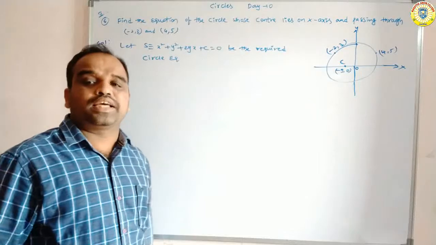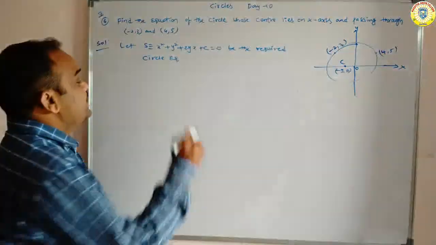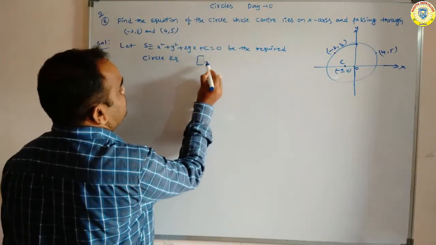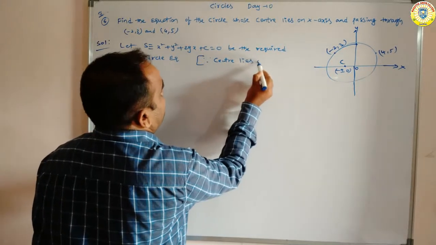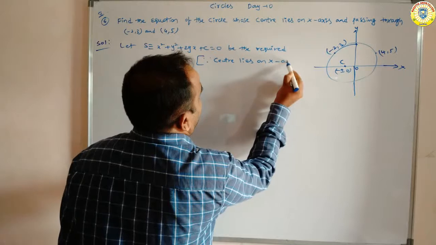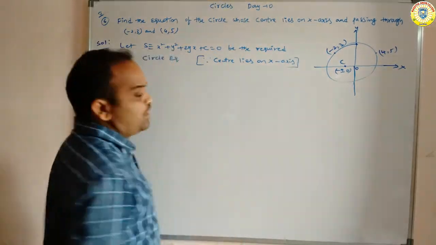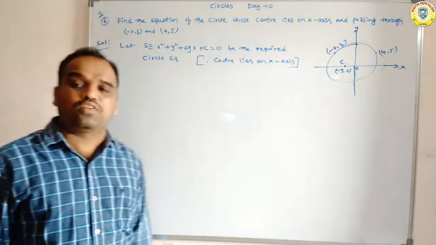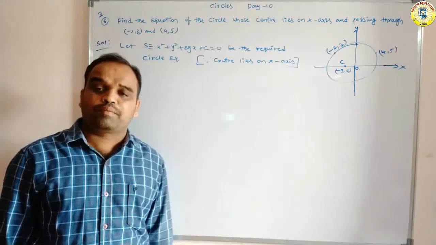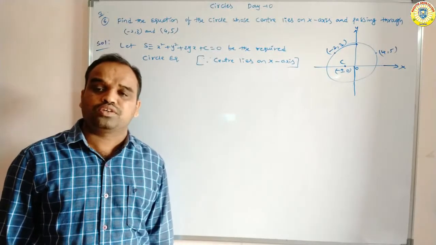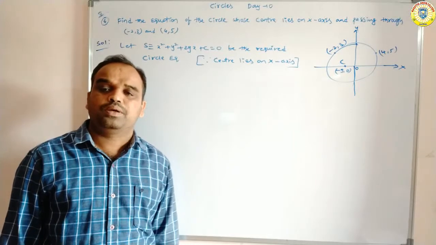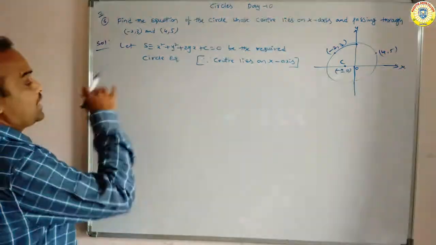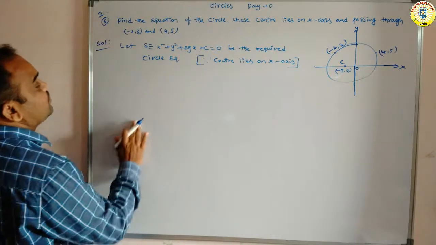Since the center lies on the x-axis, we write this form. Otherwise, the general form of the circle is x squared plus y squared plus 2gx plus 2fy plus c equal to 0. Here the center lies on the x-axis, that's why we are taking this one.